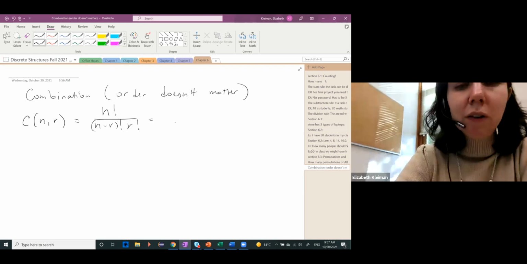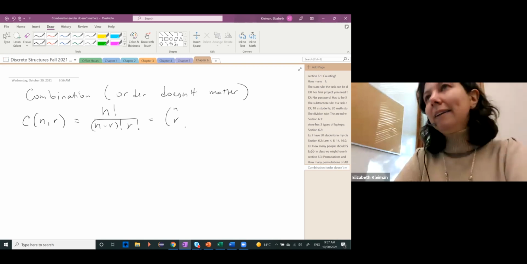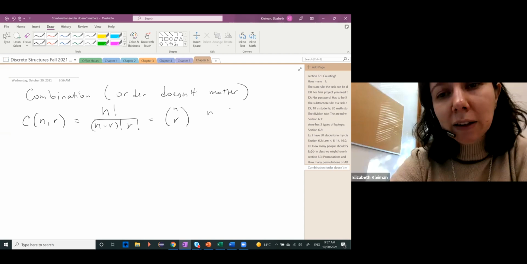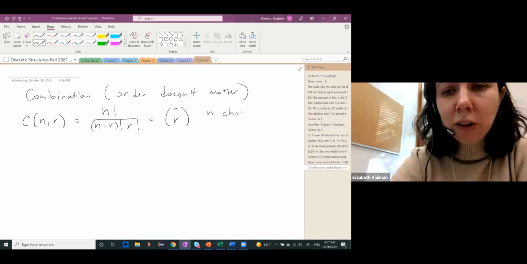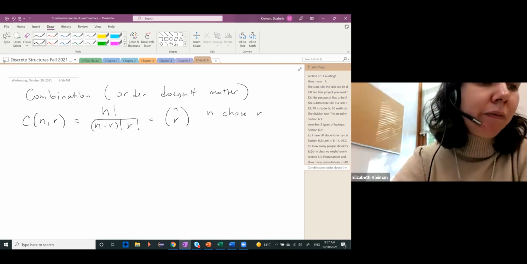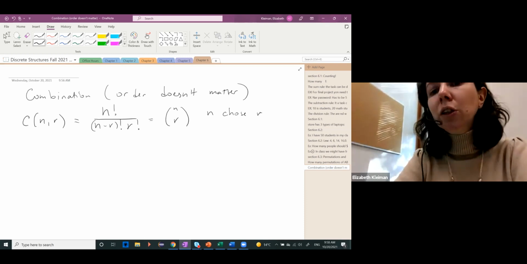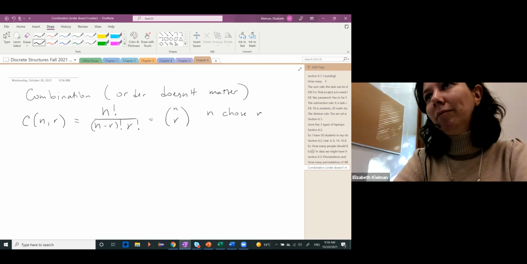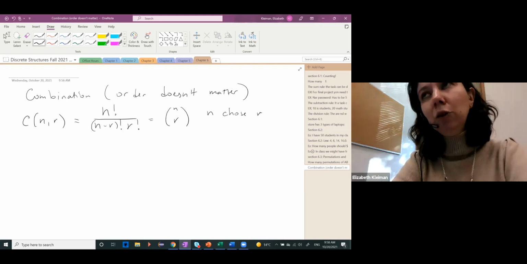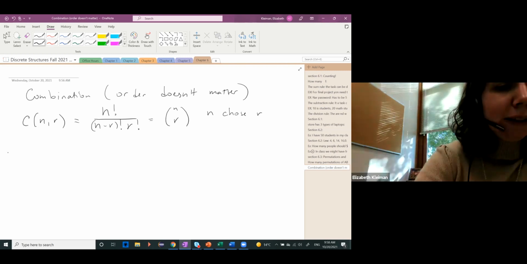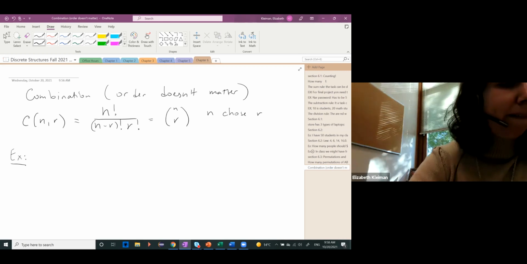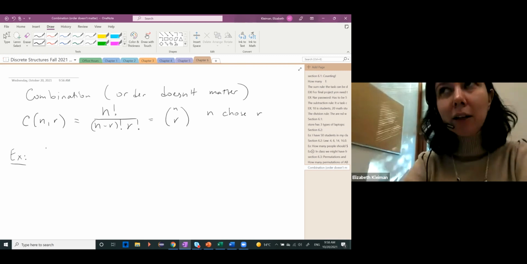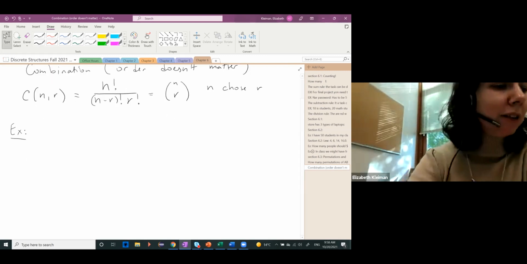This is denoted like that, and it's called n choose r. So we are choosing r elements from n. And it's called n choose r. Here is an example. I'm going to start with playing cards. How many cards do we have? Playing cards.